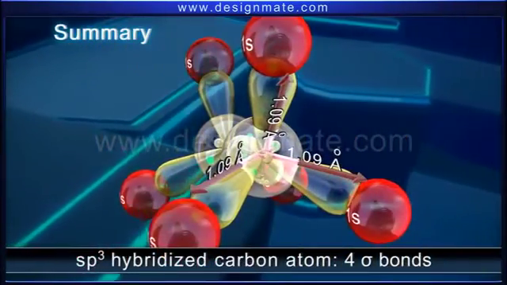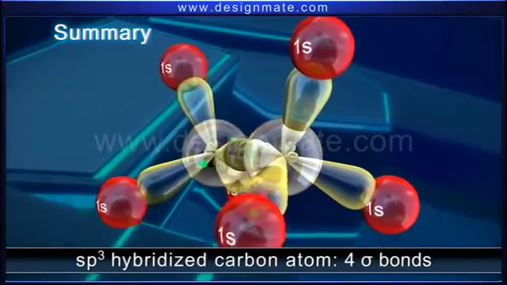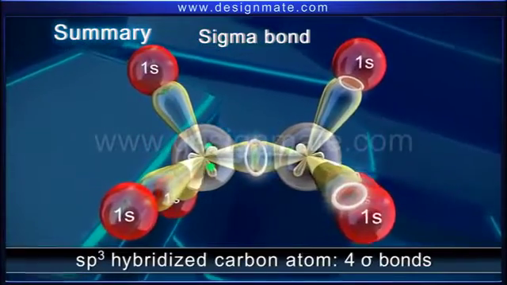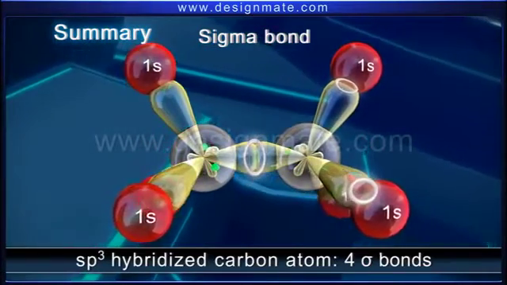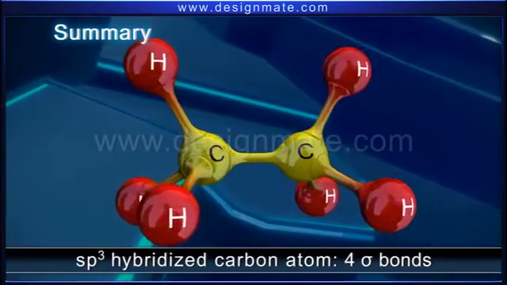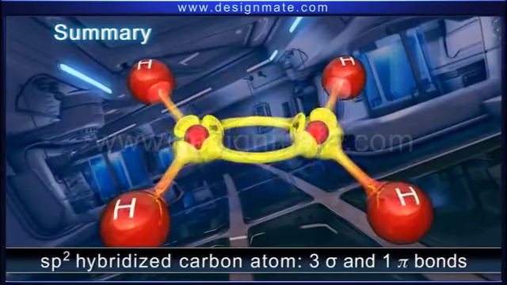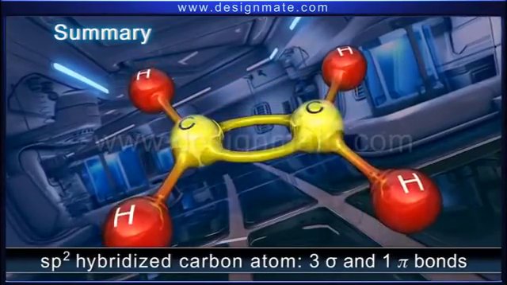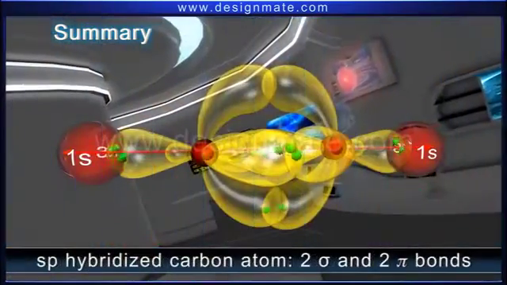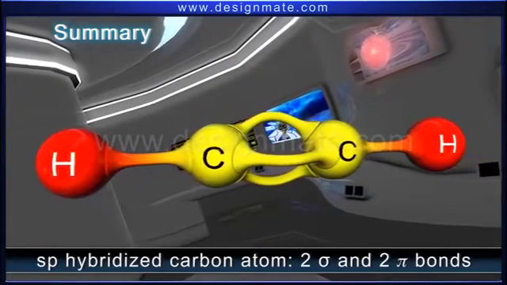To summarize, we have studied that whenever a carbon atom in an organic compound forms 4 sigma bonds directed along the corners of a regular tetrahedron, it is sp3 hybridized. A carbon atom that forms 3 sigma bonds and a pi bond is sp2 hybridized, while the one in which it forms 2 sigma and 2 pi bonds is sp hybridized.